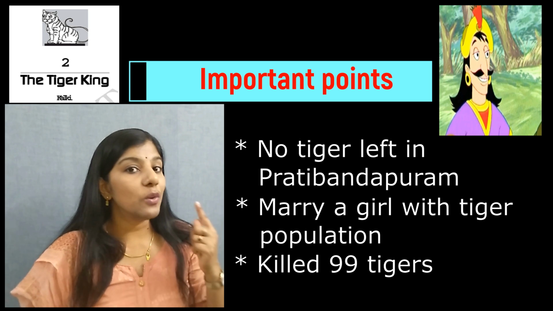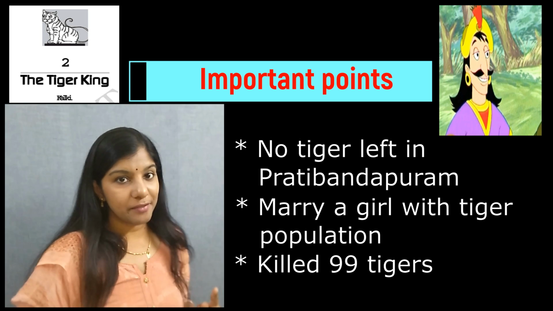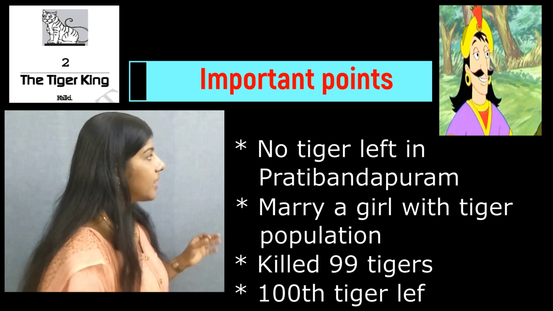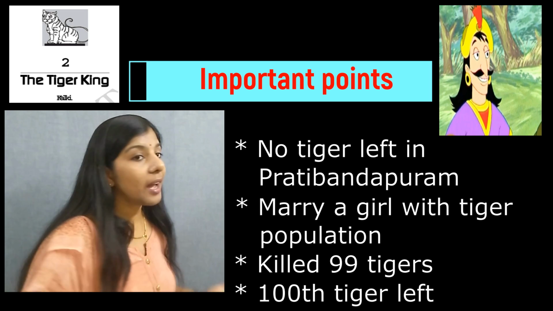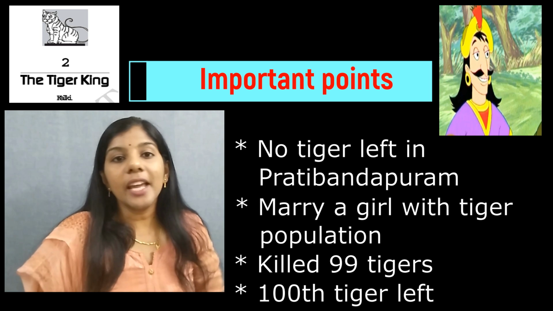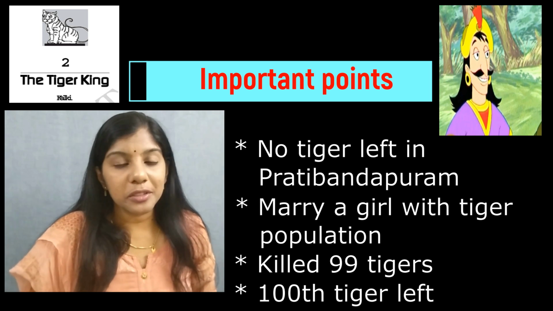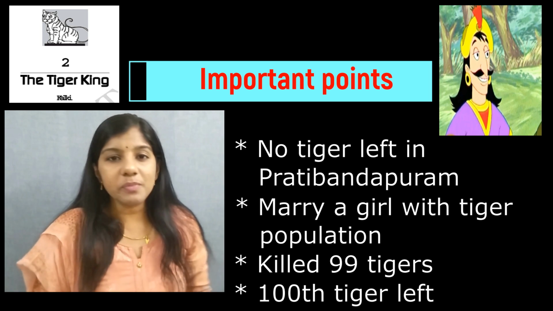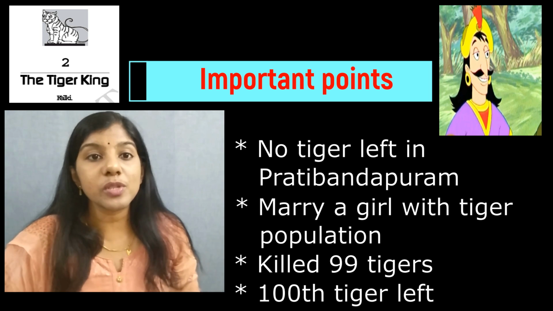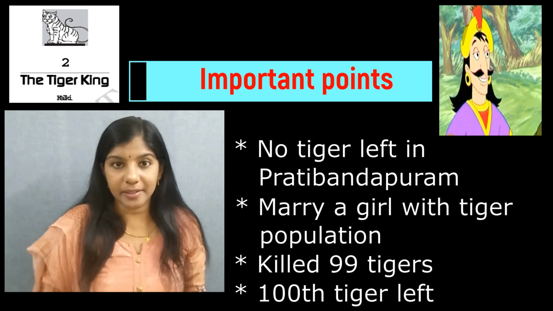And now only the 100th tiger is left. But where is the tiger? There was no tiger left around. The king ordered everyone to search for the tiger. Somehow he wanted the tiger. The king was very angry. He dismissed his officers because no one was able to find the 100th tiger.